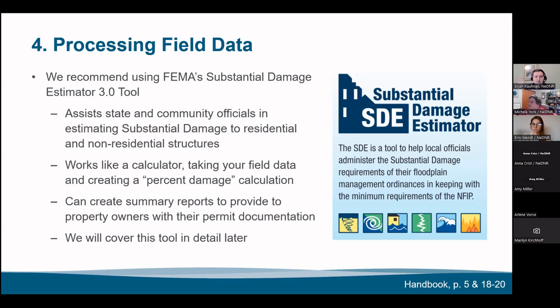You make a property entry and you do an assessment in the substantial damage estimator, and it will spit out a percent damage calculation with a report that you can then print and attach to your floodplain development permit. This is a FEMA accepted piece of software that you can use as a part of your substantial damage assessment process. So we recommend using this. And again, the biggest thing is that you can create summary reports. So everything you plug in, you can print off a report at the end of it all and provide it to the property owner. And we'll cover this a bit more in detail. If we have time, I'll open it up and show you how it works.